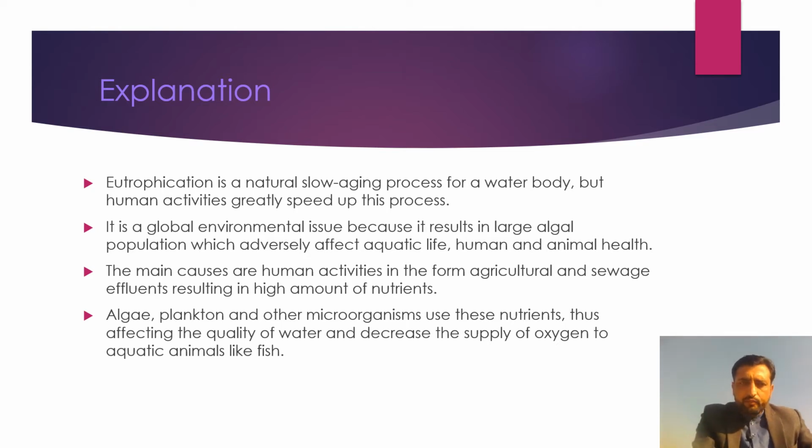Human activities in the form of agriculture and other sewage processes supply nutrients to the water bodies. Algae, plankton and other microorganisms use these nutrients, thus affecting the quality of water and decreasing the supply of oxygen to aquatic animals like fish. Algae are biological organisms. Plankton are small plants which live and flourish in water, and serve as a source of oxygen supply to the aquatic animals. So with the process of eutrophication, the supply of oxygen to the aquatic animals decreases.